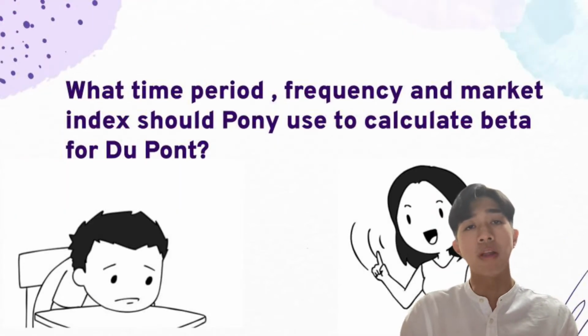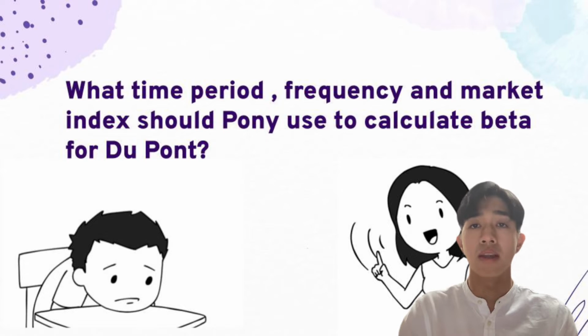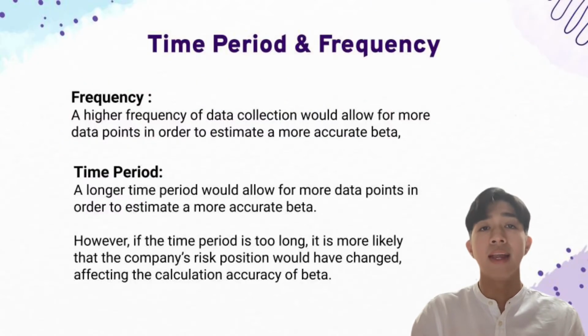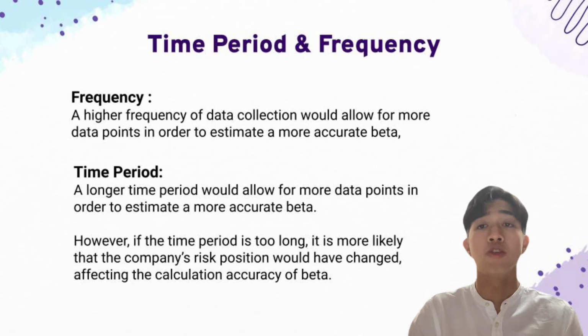So now, what time period, frequency, and market index should Pony use to calculate beta for Dew Point? Let's ask Pauline. First, analyzing the time period and frequency. A higher frequency of data collection over a longer time period will allow for more data points in order to estimate a more accurate beta. However, if the time period is too long, it is more likely that the company's risk position would have changed, affecting the calculation accuracy of beta.